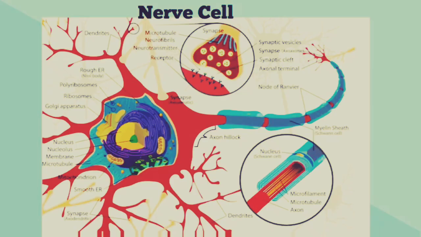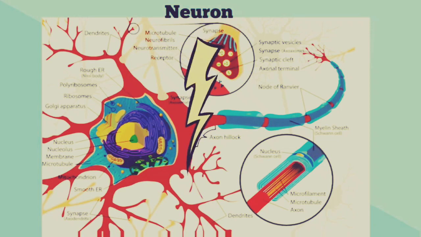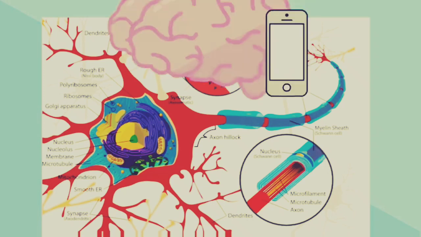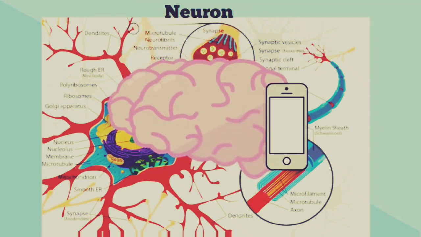Many nerve tissues are made up of nerve cells, which are called neurons. Their job is to transmit electrical signals throughout the body. They allow your brain to communicate with your body.